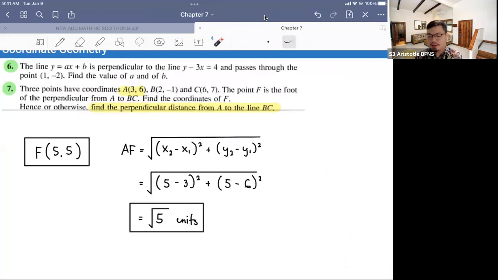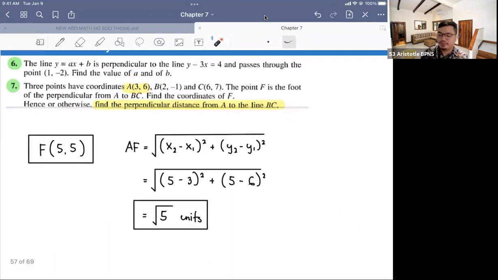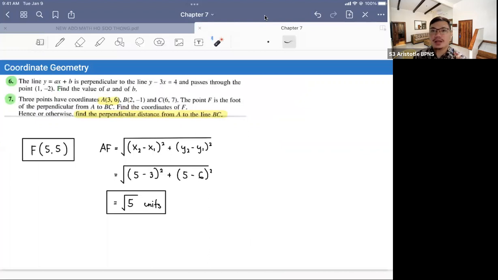So using the points A and F, substitute all values here. Therefore, your answer is equal to square root of 5 units. So that's it. That's your answer for number 7. Okay, any question, class, from number 7 or number 6?